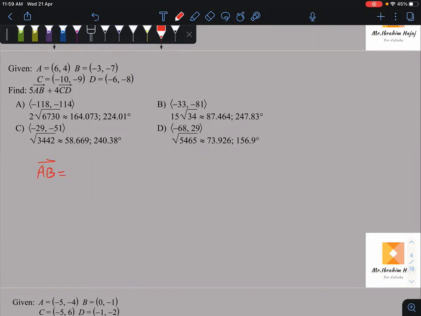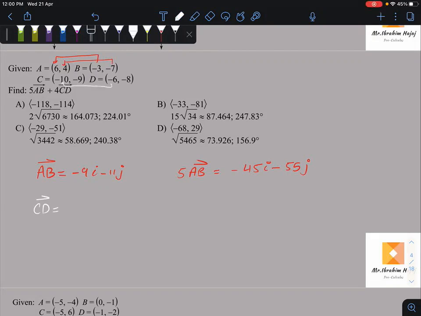yes, -3 minus 6. Subtract like this, -3 minus 6, which is -9i. Okay, and then -7 minus 4, which is -11j. Okay, and then multiply the answer by 5. So 5AB is equal to negative 45i minus 55j. Yes.